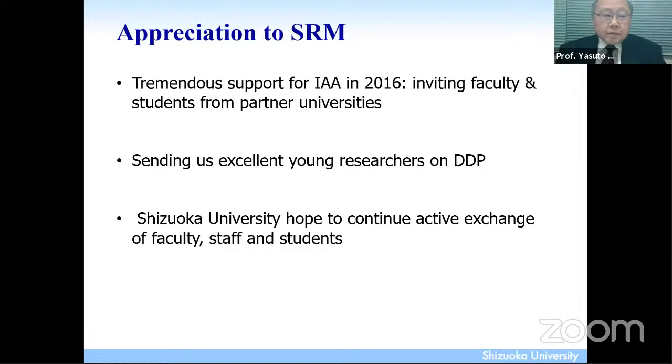I'd like to conclude my greetings with our appreciation to SRM. As I just mentioned, we have received tremendous support in Inter-Academia Asia, and they have sent us many excellent young researchers, including PhD students. I hope that Shizuoka University can maintain this very close relationship with SRM in the future. And I hope this event, ICONN 2021, will be a very successful event.